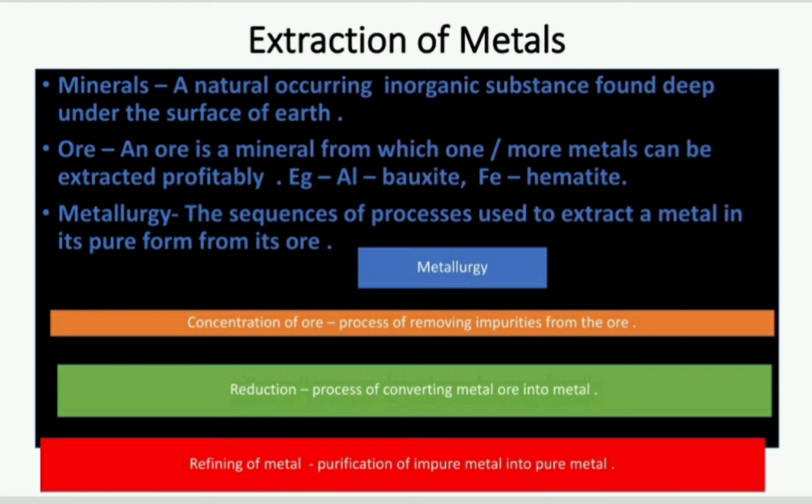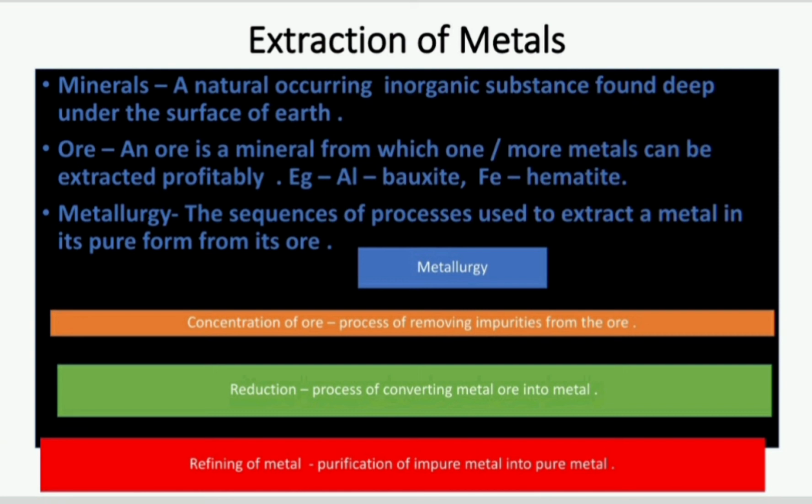So we can say that all ores can be called minerals, whereas not all minerals can be ores, because there are some minerals from which we cannot extract the metals easily and profitably. An example which can be asked in the exam is: the ore of aluminium is bauxite and the ore of iron is hematite. The sequence of all the steps involved to extract the metal from its respective ore, like extracting aluminium from bauxite ore and separating it in its pure form, is called metallurgy.